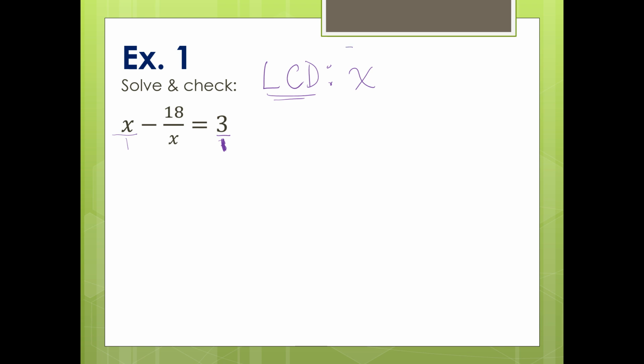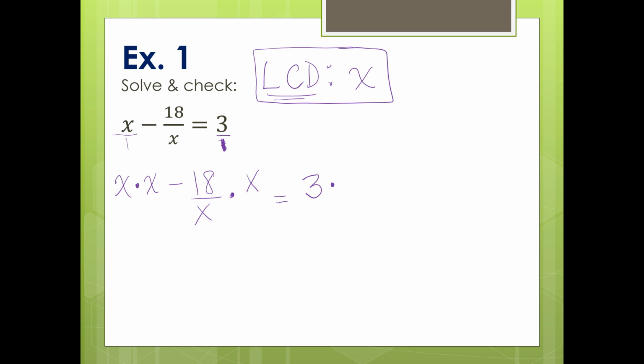So once you find that, you want to take that x and multiply it by every single term. We take our first term, which was already x, and we multiply it by x. We take that second term, which was 18 over x, and we multiply it by x. We take the thing on the right side of the equal sign, which was just a 3, and we multiply it by x. So we're multiplying every single term by x.